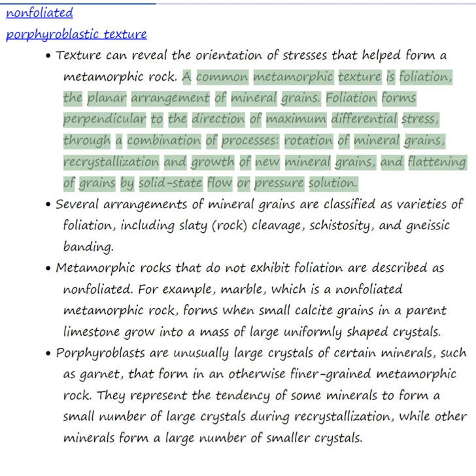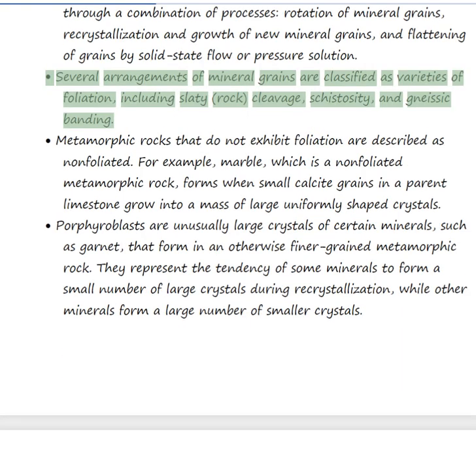A common metamorphic texture is foliation, the planar arrangement of mineral grains. Foliation forms perpendicular to the direction of maximum differential stress, through a combination of processes: rotation of mineral grains, recrystallization and growth of new mineral grains, and flattening of grains by solid-state flow or pressure solution. Several arrangements of mineral grains are classified as varieties of foliation, including slaty cleavage, schistosity, and gneissic banding.